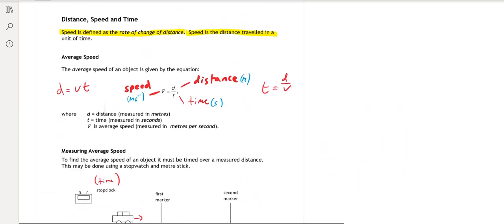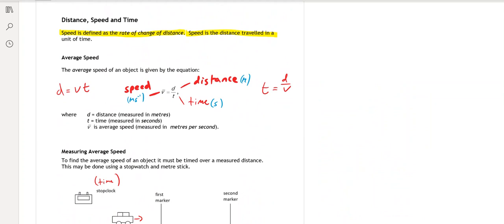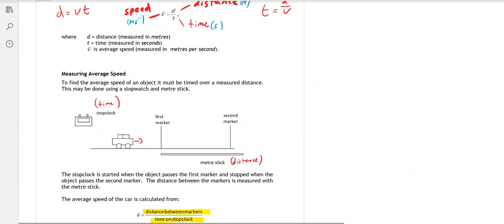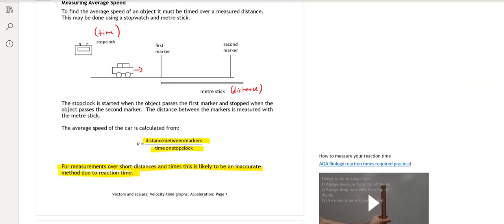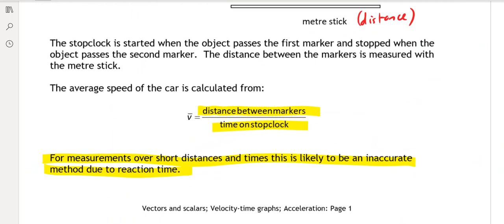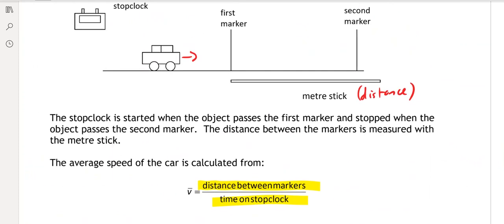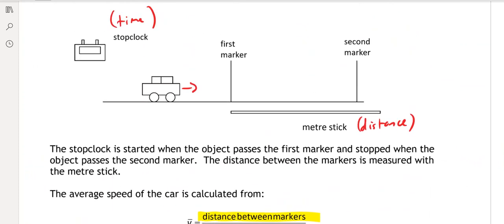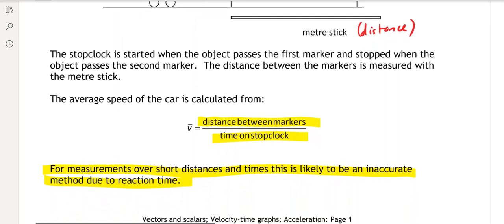And you might remember last period we were looking at distance, speed, and time. We had a look at the formula for average speed and how that is equal to the distance travelled divided by the time taken to travel that distance. We looked at this experiment where we had a simple setup of a trolley rolling past two markers, measuring the distance with a meter stick and the time with a stop clock. And we decided that this may not be accurate due to issues with reaction time.